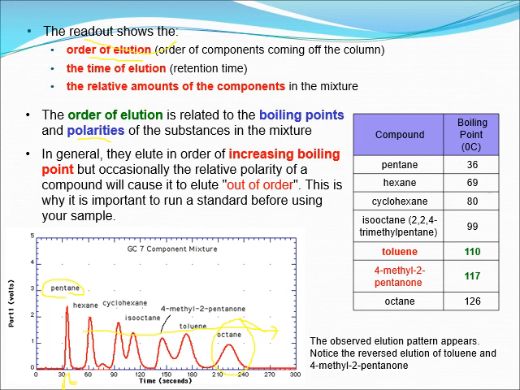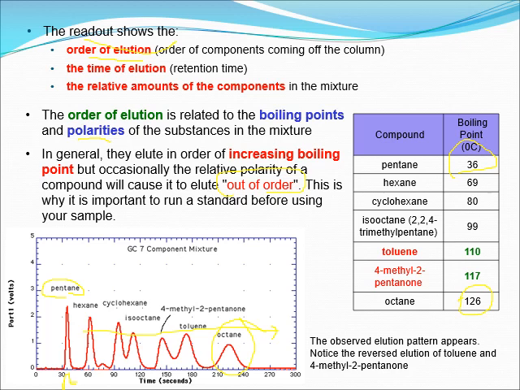Based on the polarity and the boiling point, the compounds will elute and show inside the chromatogram. Usually the higher boiling point comes last, like octane last and pentane first, because it has a low boiling point. However, some samples will deviate from the order of boiling point because polarity also affects the order, so it is not necessarily based on boiling point. Again, in general, they elute in order of increasing boiling point. However, the relative polarity of a compound will cause it to elute out of order.